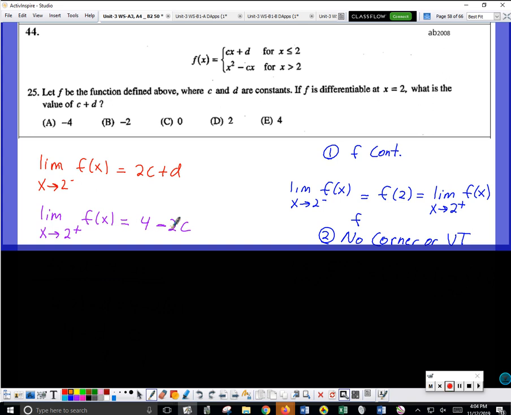You should practice writing out the limit statements, because on the written section you're going to have to. So if you learn to do it now, you won't have so much trouble reminding yourself to do it later.